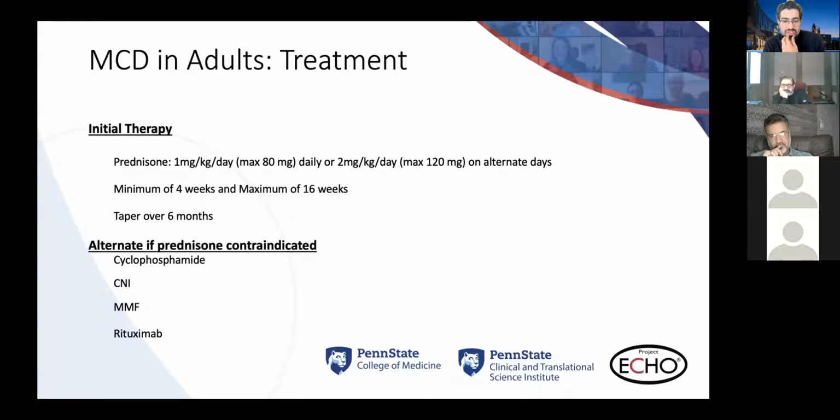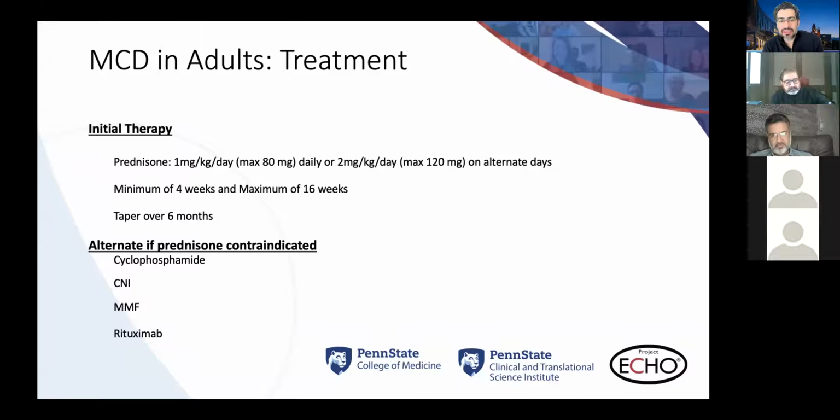Minimum therapy 4 weeks, maximum 16 weeks before you start the taper over 6 months. Alternatives, if prednisone you either cannot use, side effects or contraindication, and I will go over some of the responses about cyclophosphamide, CNI, Cellcept, the mycophenolate mofetil, as well as rituximab.